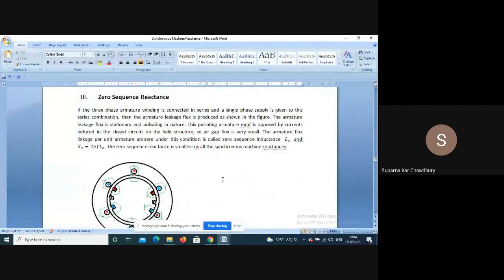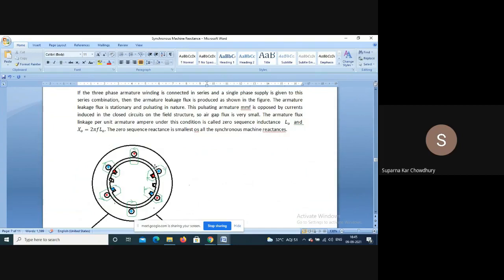Zero sequence reactance. Now, zero sequence phasors are coincident. So to get the zero sequence reactance, the three phase armature winding is connected in series, and a single phase supply is given to this series combination. Then the armature flux linkage is produced as shown in the figure. That is, it is connected in series, and the flux linkage will be like this.